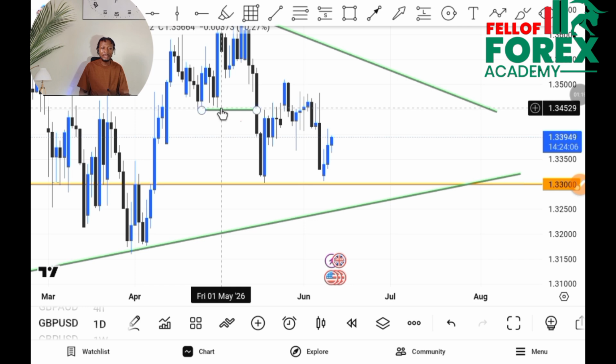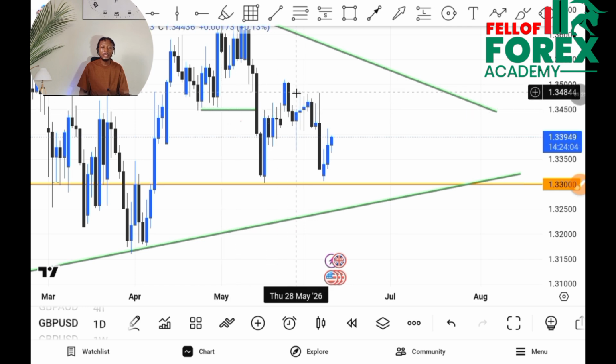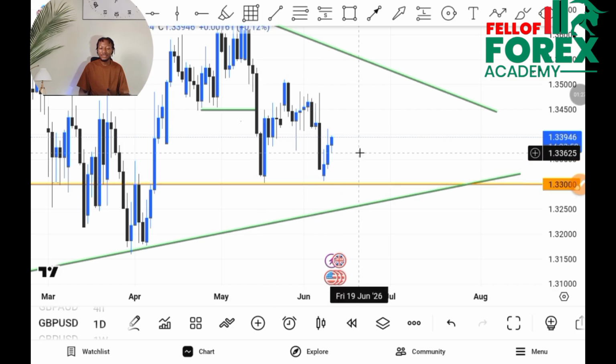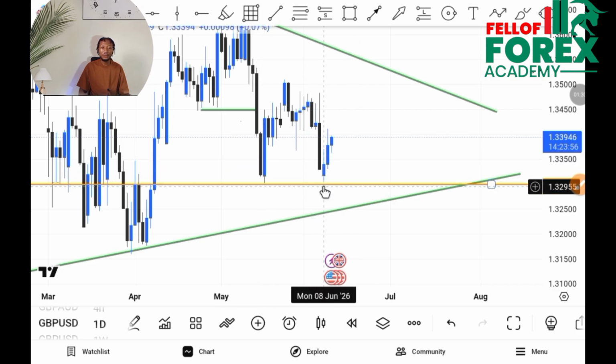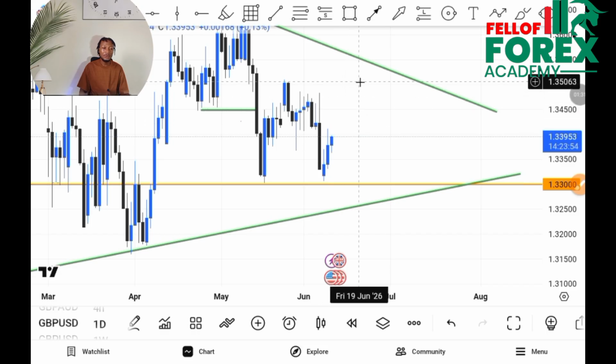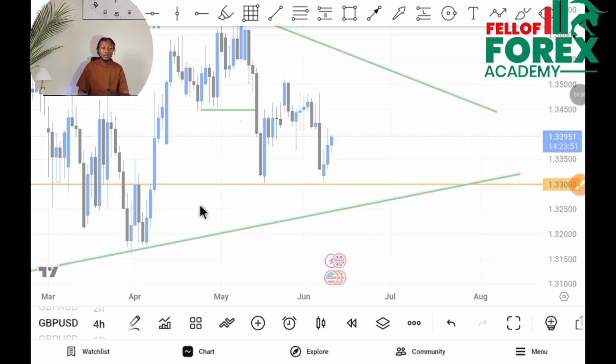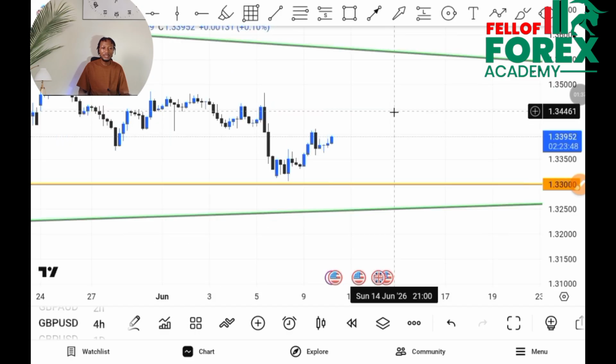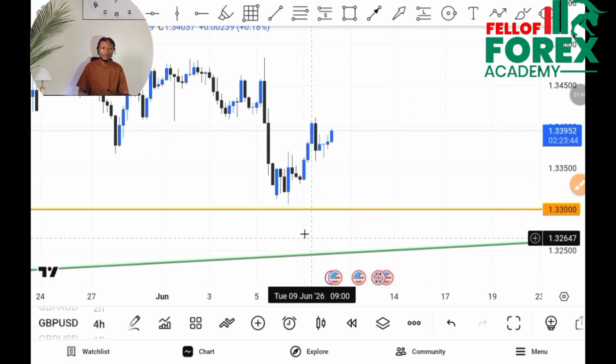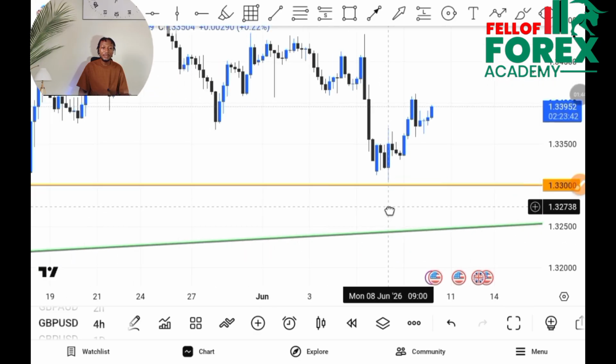So internally, we had this internal change of character, which we expected a pullback, which actually did. Now, price created equal lows here, telling us this zone is still acting as a strong support level, which means there's a possibility for price to continue rising to the upside. But now, when we go down to our lower time frame, that's where we see if we have a clear structure or we should be expecting something better.